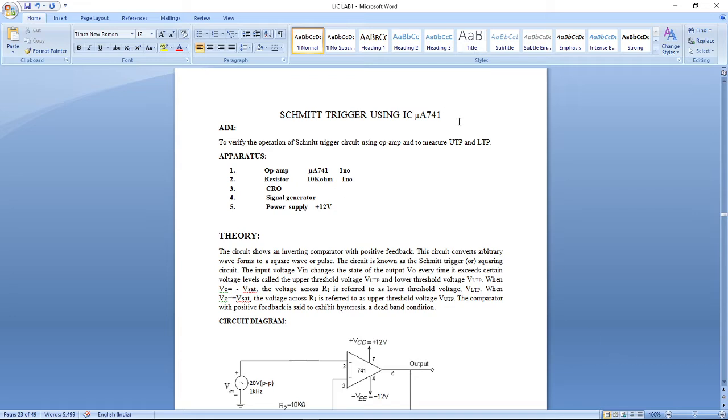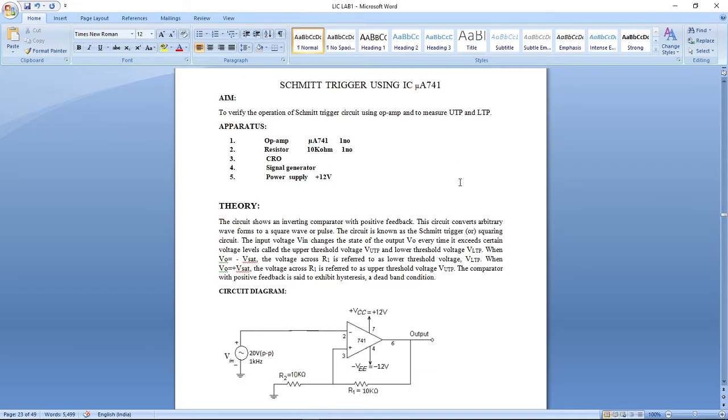With respect to that, plus VSAT and minus VSAT, that means the positive saturation voltage and negative saturation voltage of the square wave output.